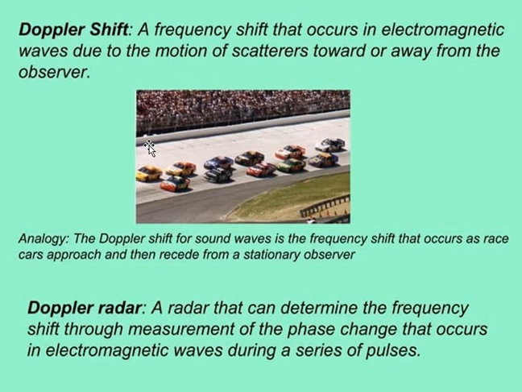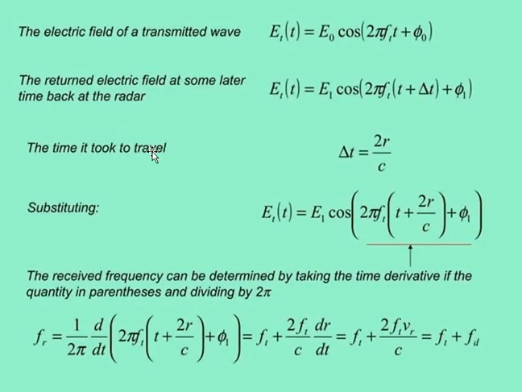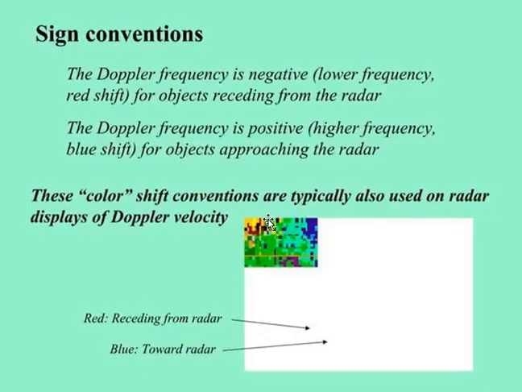observer. Here the analogy is sound waves, and the Doppler radar can determine the frequency shift through the measurement of the phase changes that occur in electromagnetic waves during a series of pulses. The electromagnetic field is written in this time, and substituting the equation of delta t into this equation, we will get the frequency received, with the frequency derivative df/dt equal to 0, and this is how.